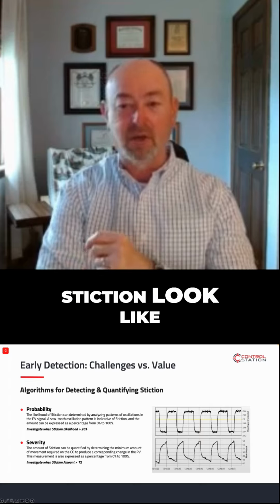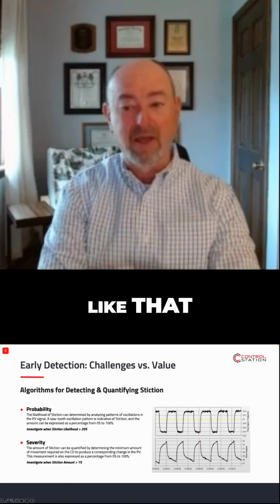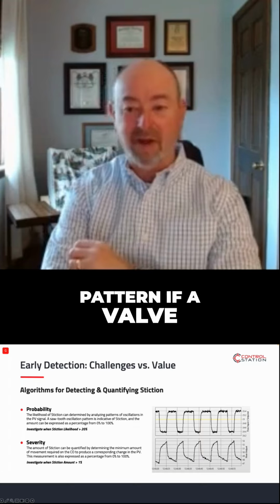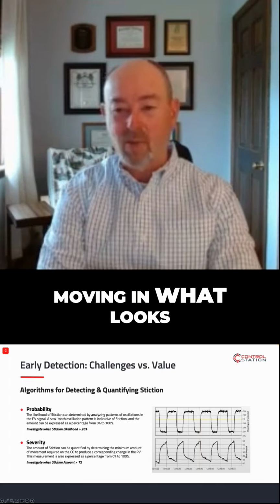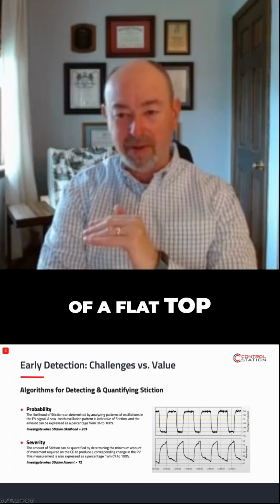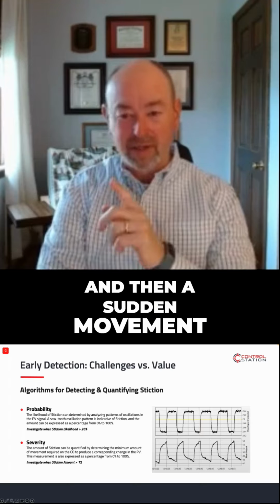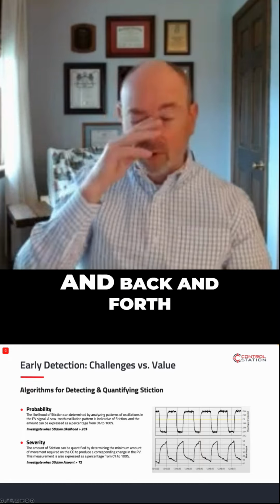What does stiction look like? When we look at it closely, now this is in a fast responding loop, something like a flow loop or liquid pressure loop or something like that, you will see this pattern if a valve has stiction. You will see the process variable, the one on the top, moving in what looks kind of like a square wave. So it has kind of a flat top and then a sudden movement and then a flat bottom and then a sudden movement and a flat top, and it'll cycle back and forth and back and forth.